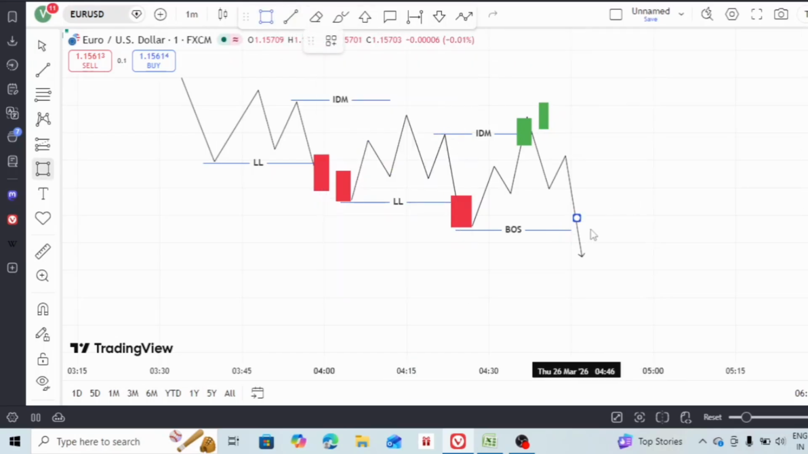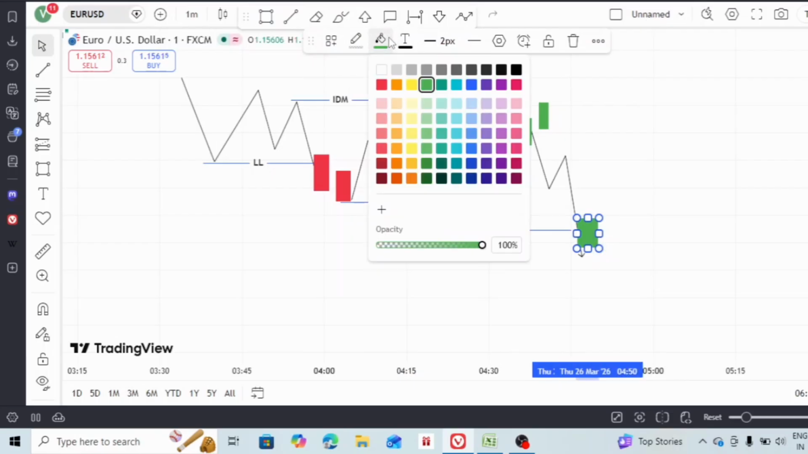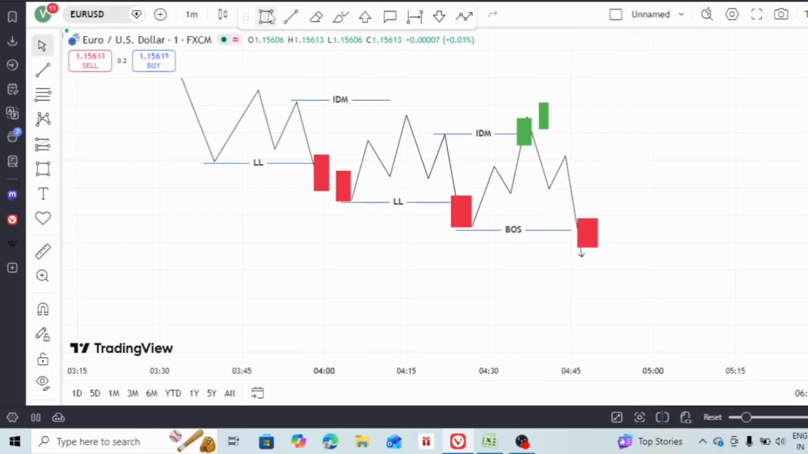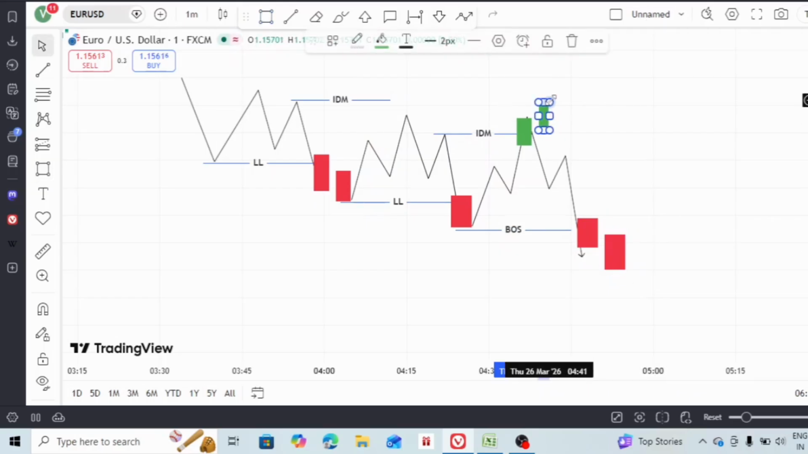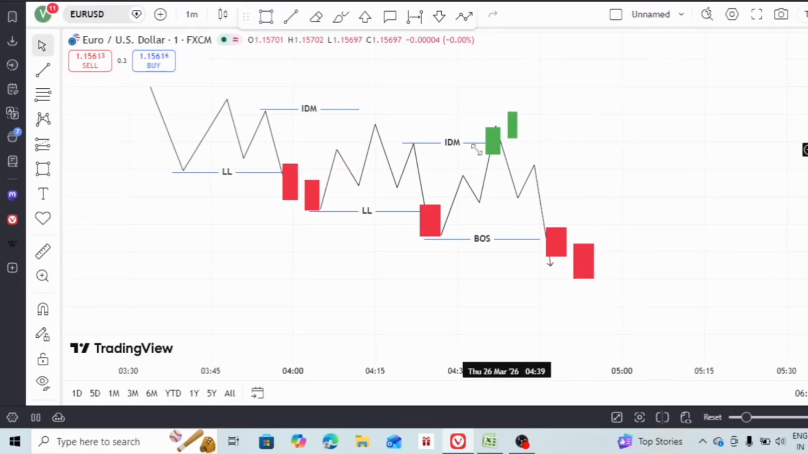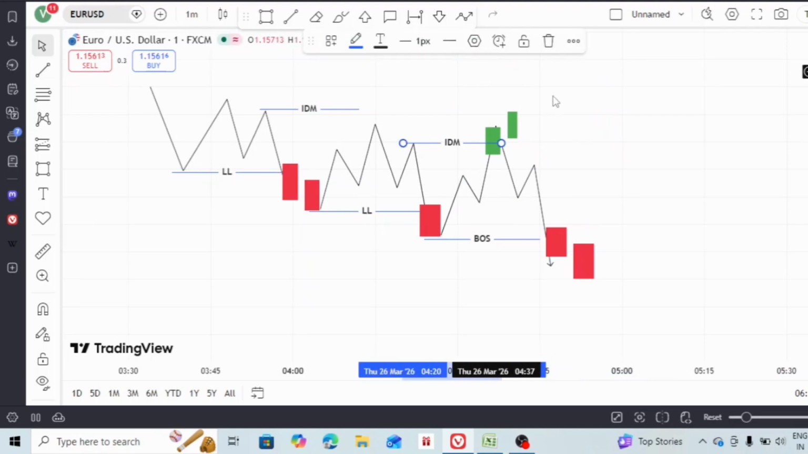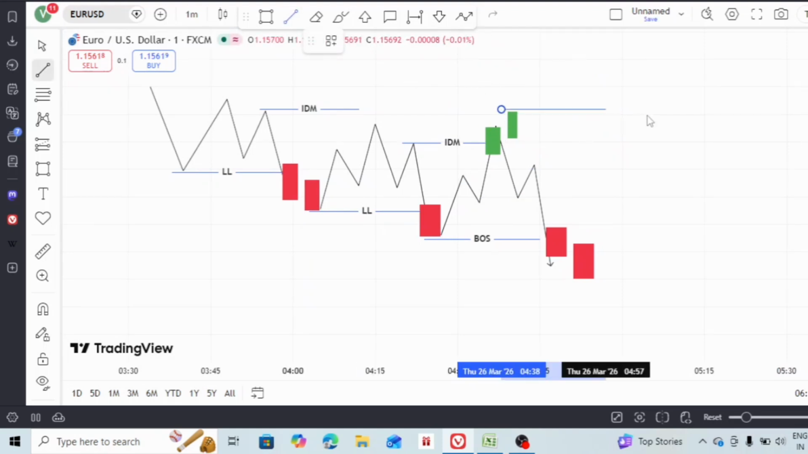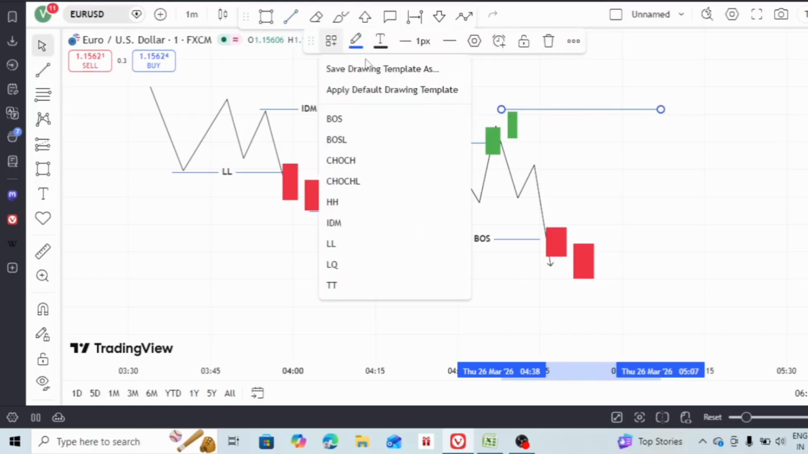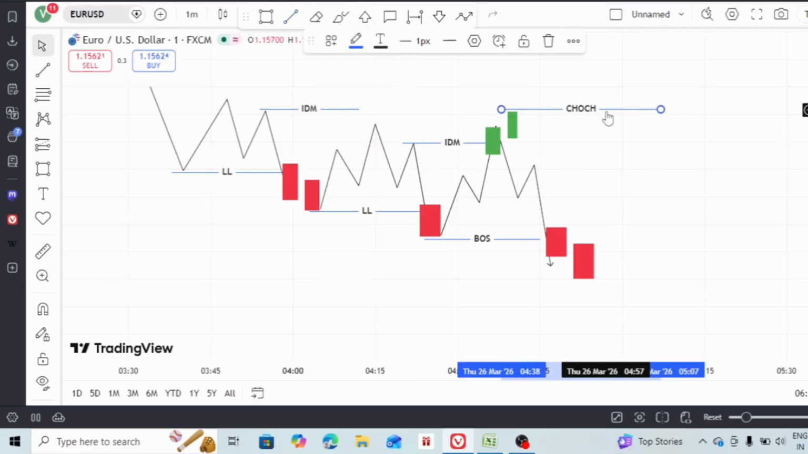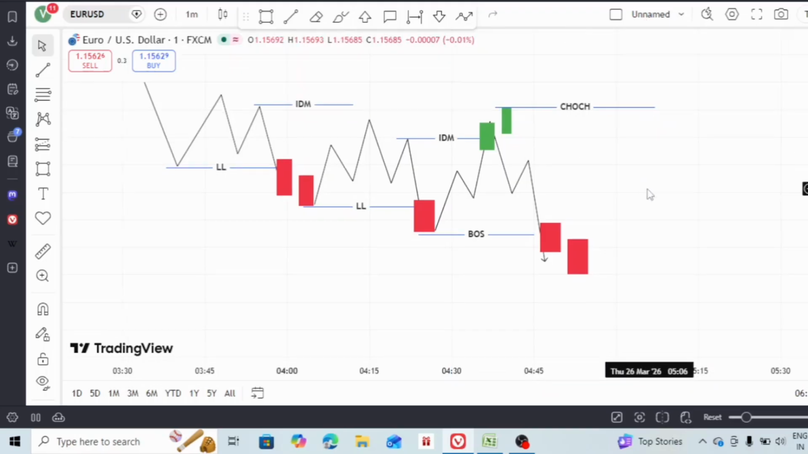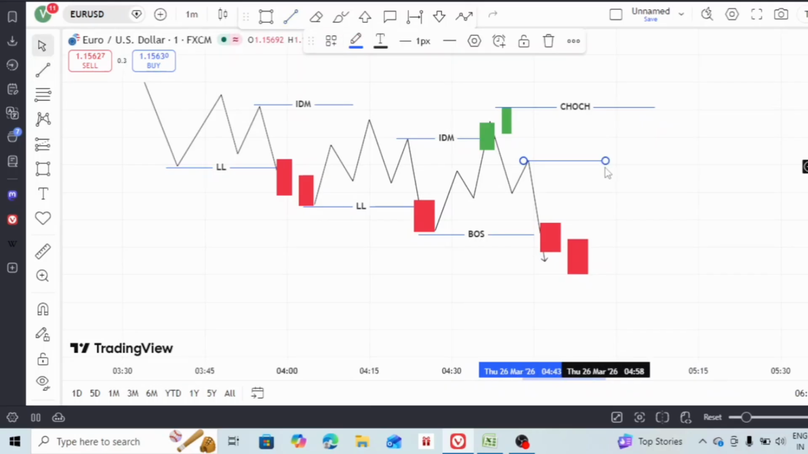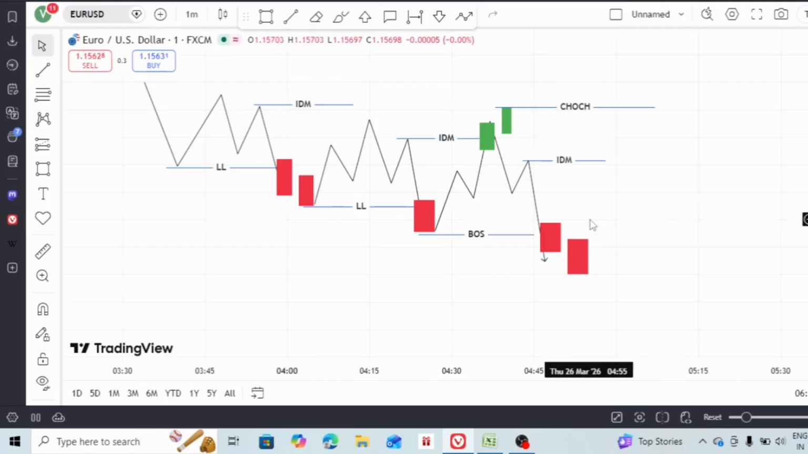If we break out with the body like this, what do we get after the break of structure? After the break of structure, the highest point where there is the mitigation of inducement will be our change of character level. This will be our change of character, right? Before the break of structure or after, we need the pullback. So we have the pullback here. This is the inducement. So this is the complete structure of the downtrend.